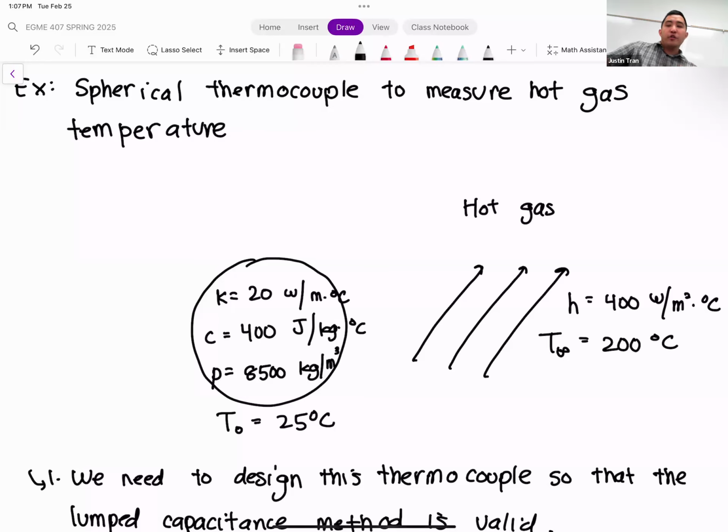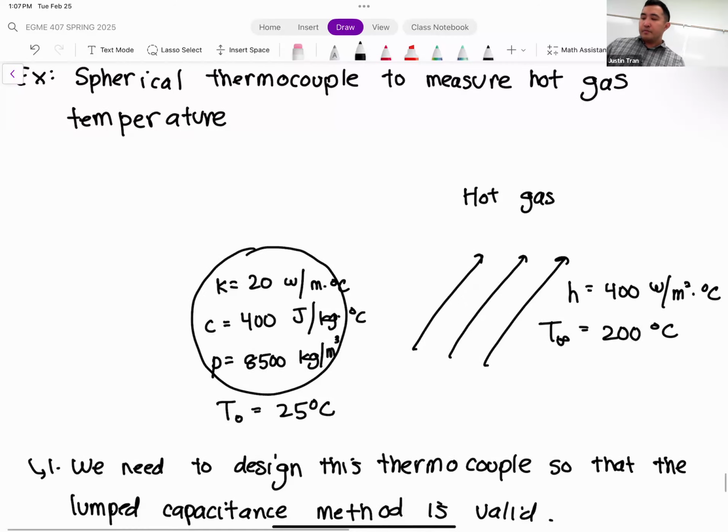Our spherical thermocouple has the parameters listed here. It's made of a material with a thermal conductivity of 20 watts per meter degree C, a heat capacity of 400 joules per kilogram degree C, and a density of 8,500 kilograms per meter cubed. It's starting at a temperature of 25 degrees C, so it's starting at room temperature.